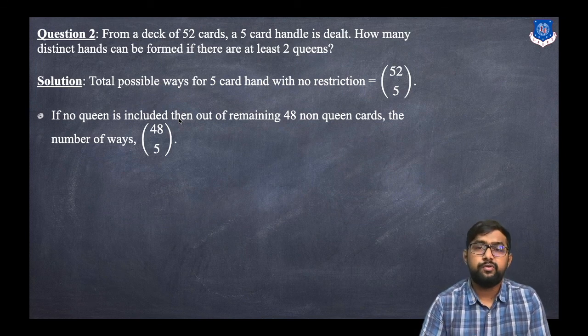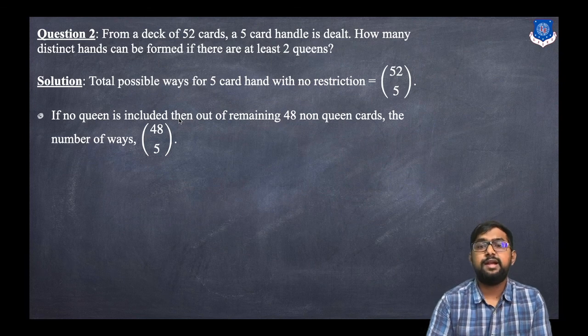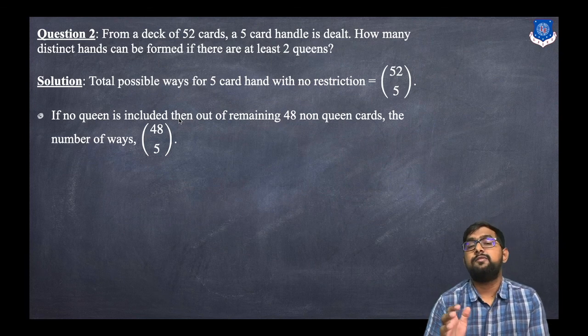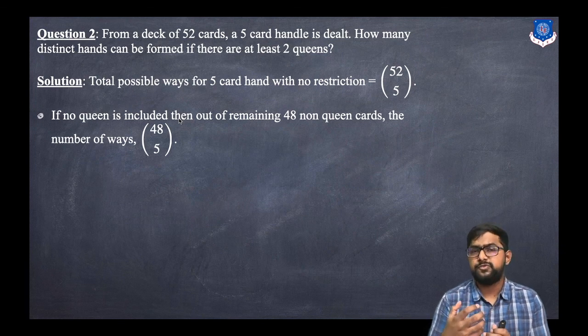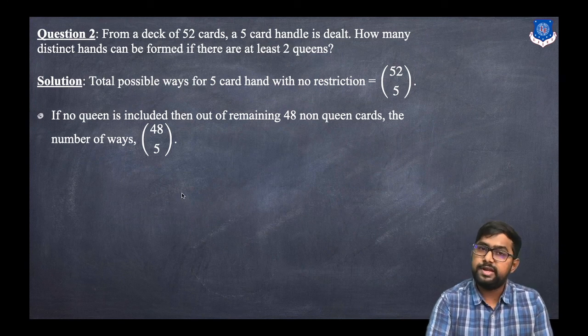Total 4 queens will be there. So we are just subtracting that. So 52 minus 4 is 48, and out of this 48 we will select these 5 cards. So that means 48C5.